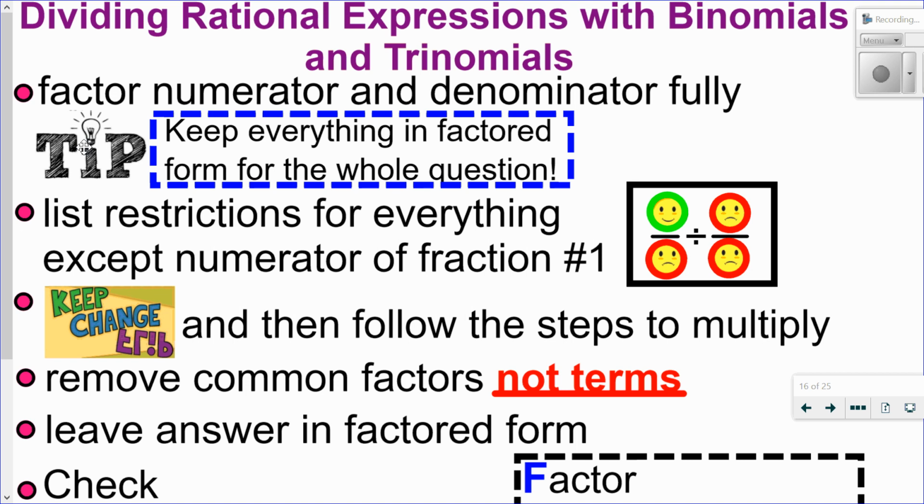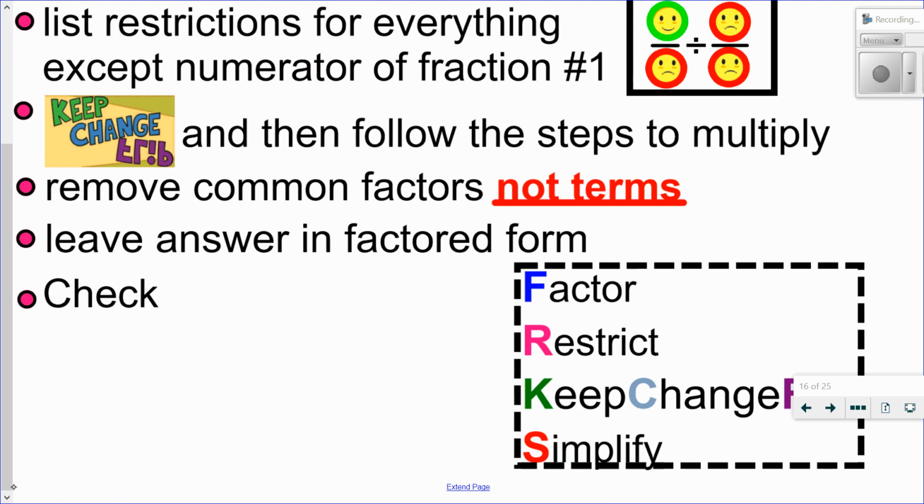Once you've done that, you're going to keep, change, flip, and follow the steps to multiply. Remove common factors, not common terms. Leave your answer in factored form, and my favorite step, the check. So to simplify, we're going to factor, restrict, keep, change, flip, simplify.